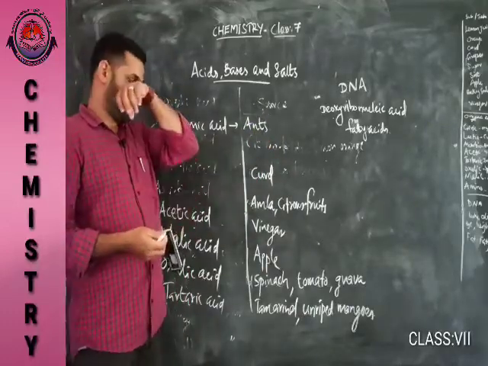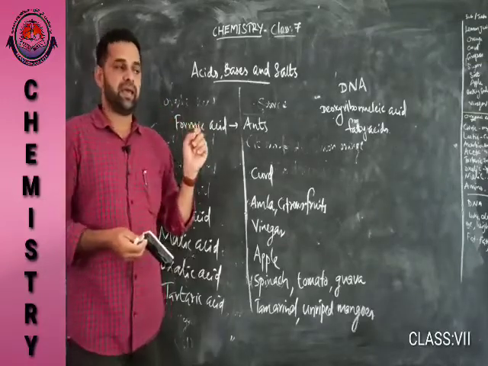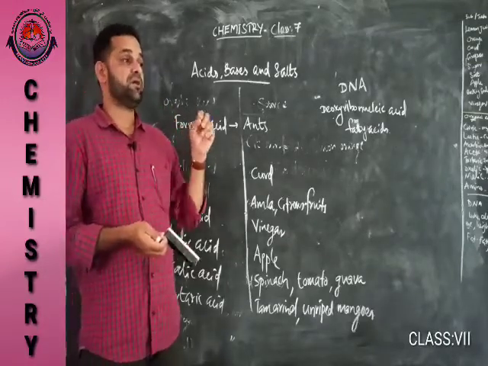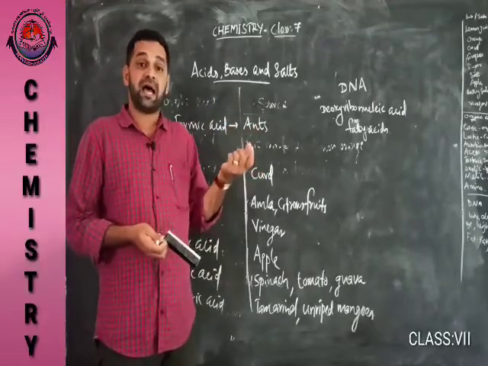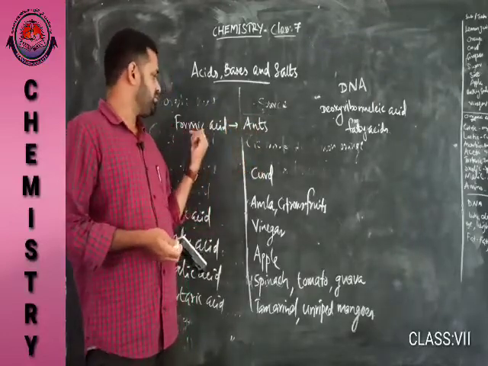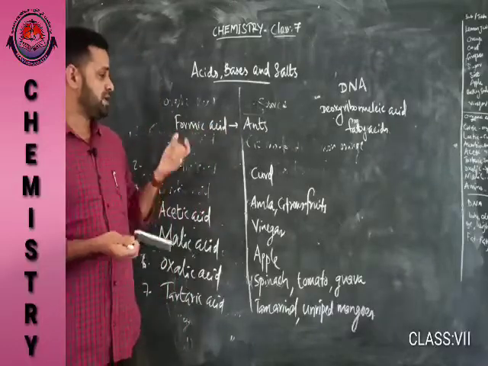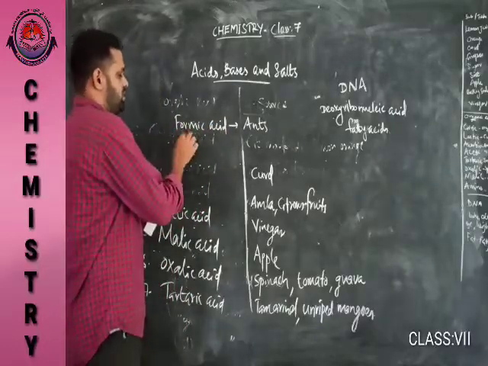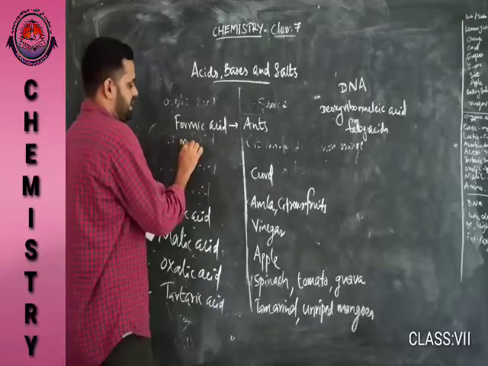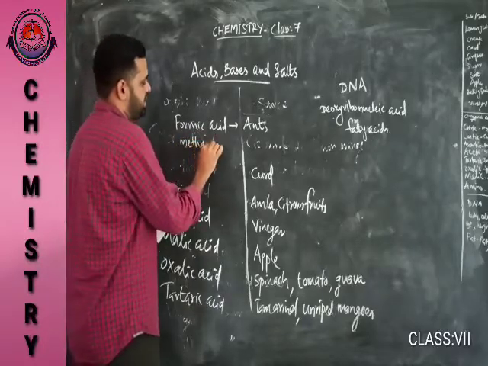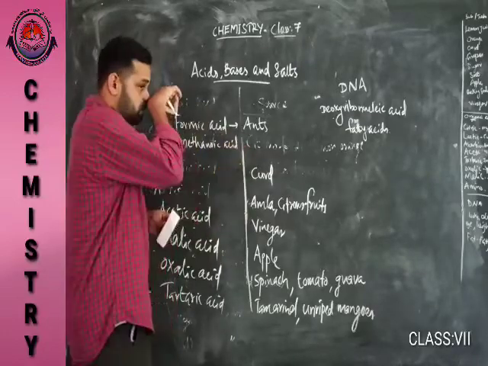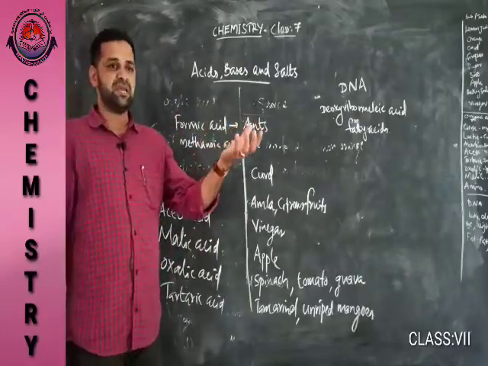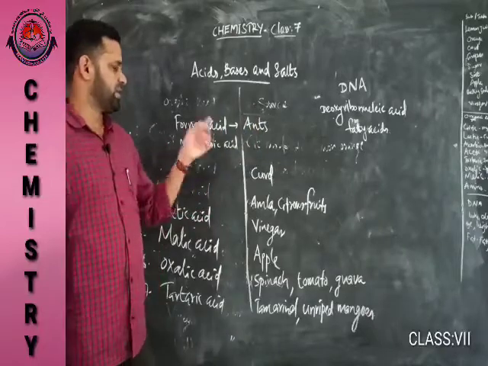And the stinging hairs of nettle leaves also contain what? Formic acid. Formic acid is otherwise known as methanoic acid. The other name of formic acid is methanoic acid. So the nettle leaves also contain methanoic acid.